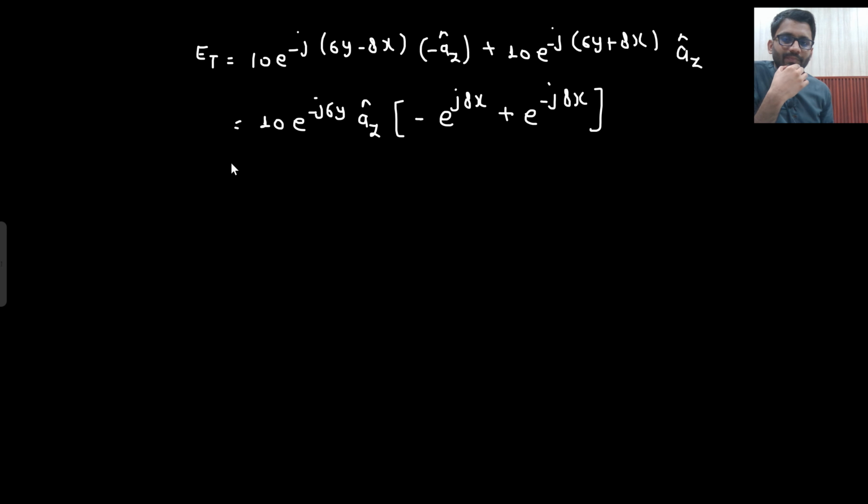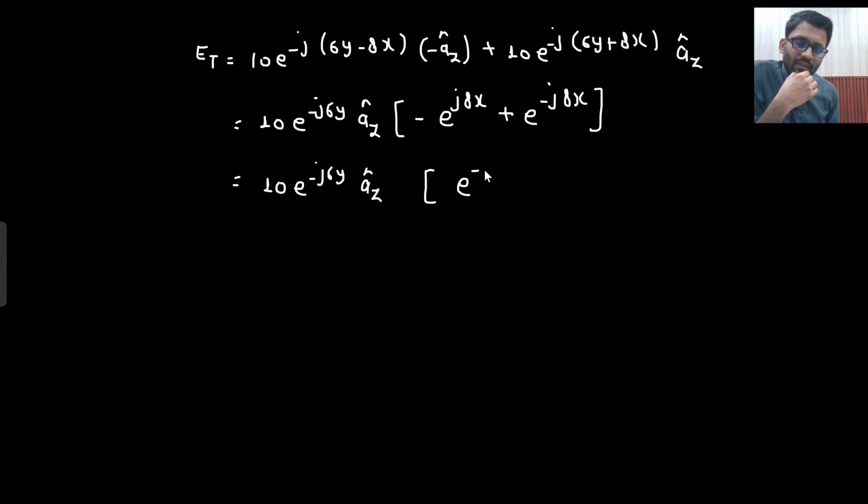Is that clear to you? Can I do this thing? Tan into e to the power minus j 6y az cap. Here what you can see is this thing.